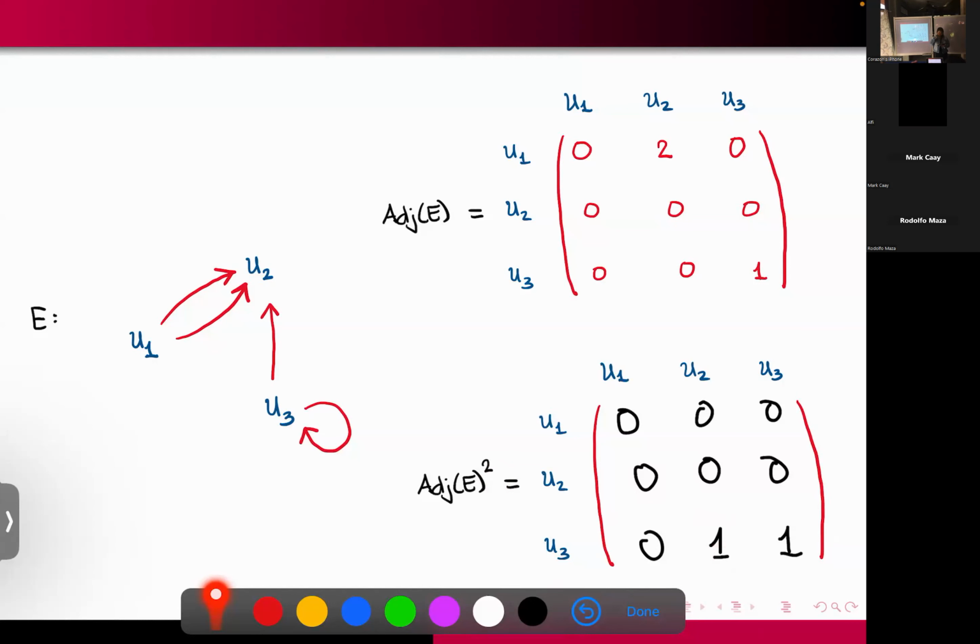0. This is 1, 1, 2. So that's why I put 1, because there is one path of length 2 with source U3 and range U2.